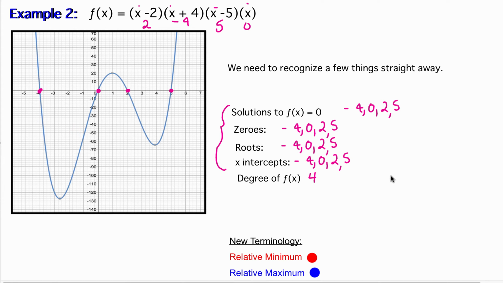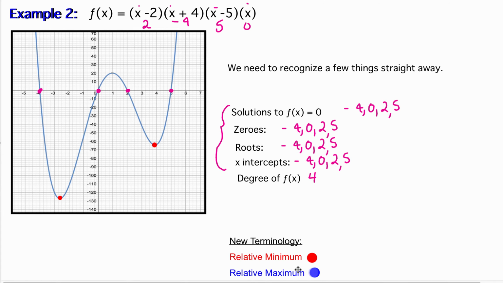Relative minimum. Can we see where our relative minimums are? We got a relative minimum here. And we've got a relative minimum here. But this relative minimum is also an absolute minimum, because this is absolutely the lowest this graph ever goes.